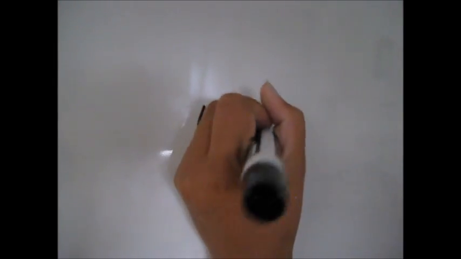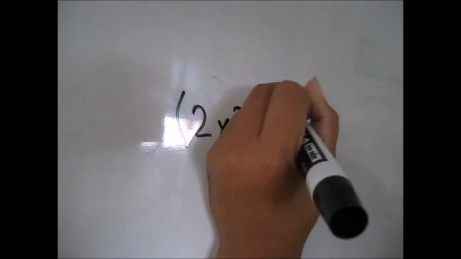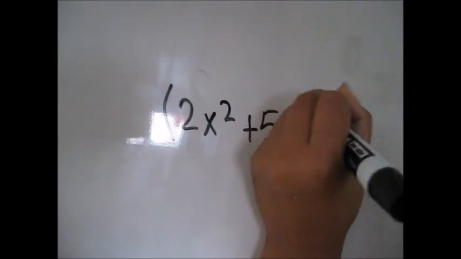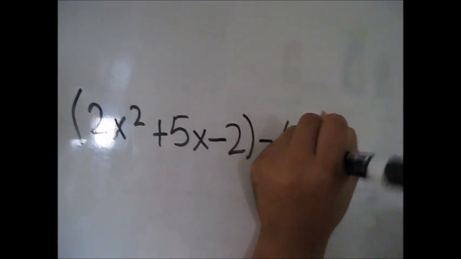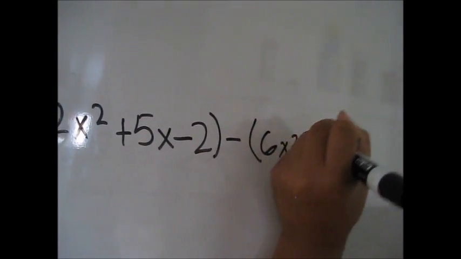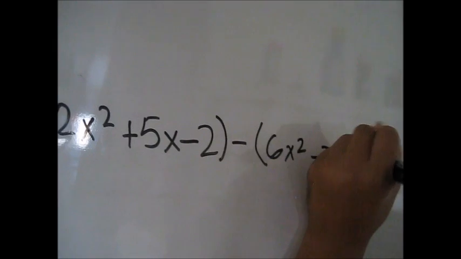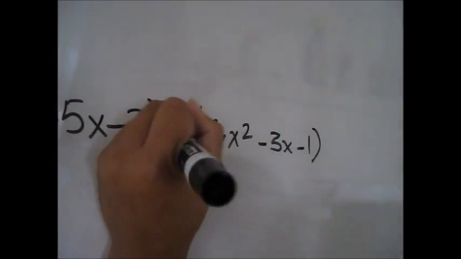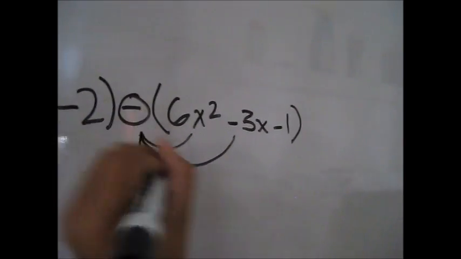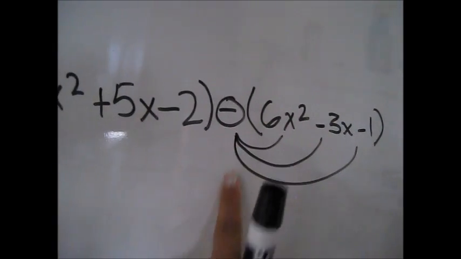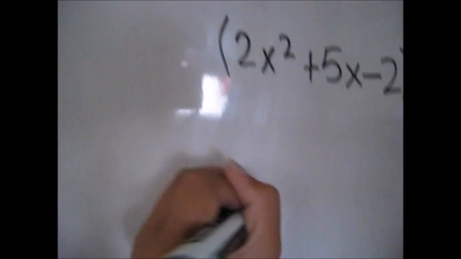Okay, so the next problem is going to be open parentheses 2x squared plus 5x minus 2 close parentheses minus open parentheses 6x squared minus 3x minus 1 close parentheses. Okay, we got the subtraction sign, we're going to distribute it. Now we're going to rewrite the problem without the parentheses.